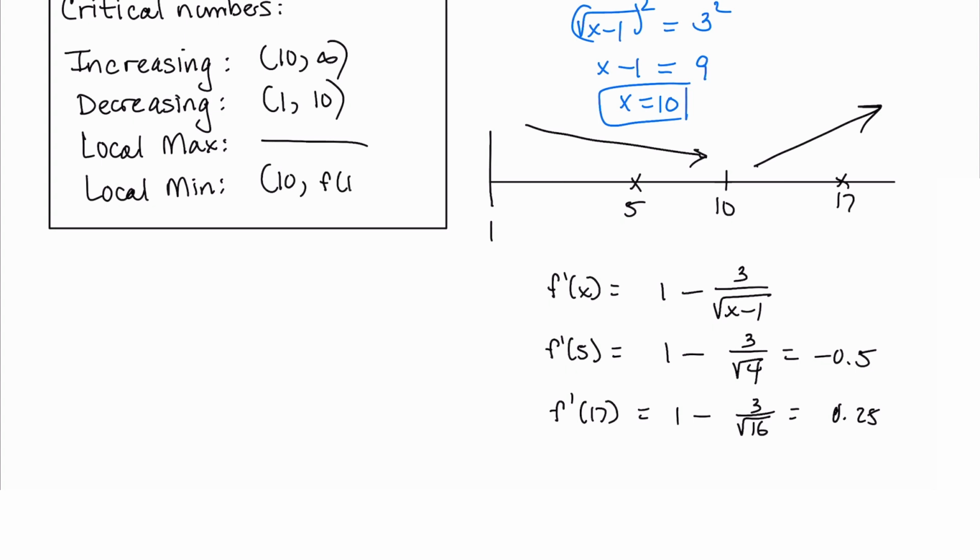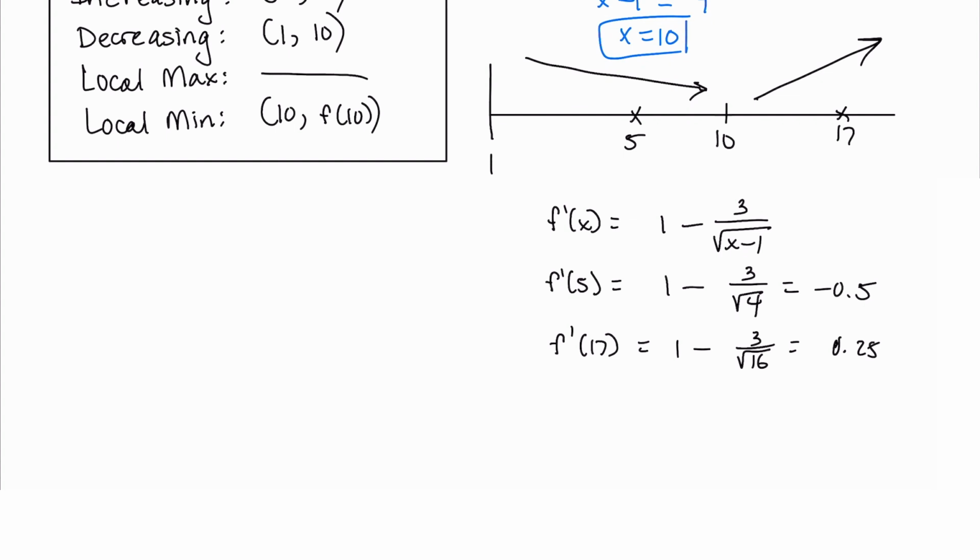I was going to write f of 10. We'll figure out the value of that function later on when we look at the graph. So there we have all of our information from the first derivative. Now remember, second derivative tells us about concavity. So I'm just going to separate this out here.